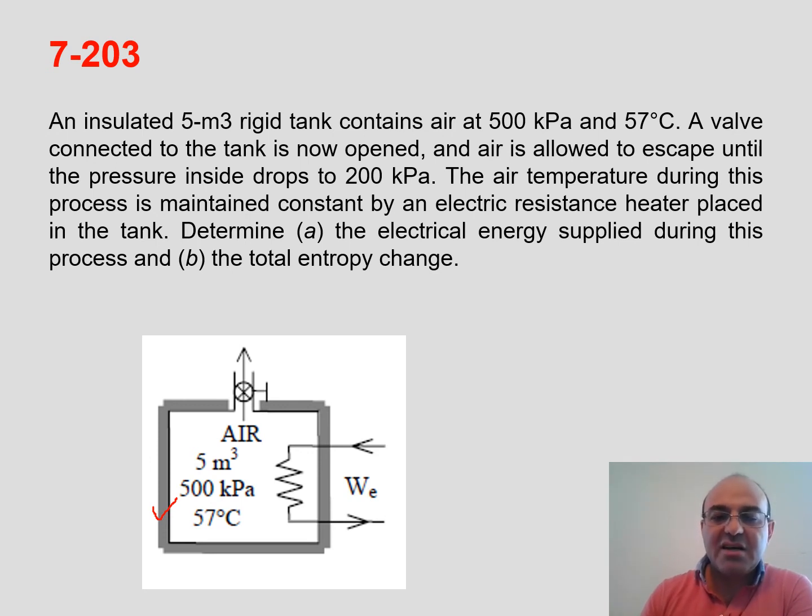And this is not a steady flow process. This is like a uniform flow process that we had in chapter 5 when we studied the first law. So we considered two special cases. One was a steady flow, one was uniform flow. Because in this case, when you open the valve, you can assume that the air which escapes has constant average properties from this valve.